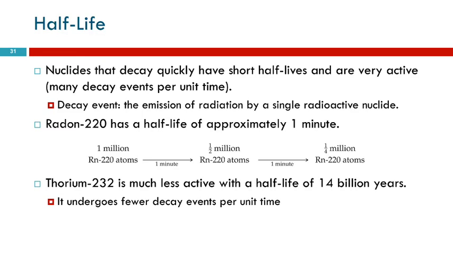If the half-life is very short, that means that nuclide decays very quickly, and we say it's very active. It's got a lot of decay events per unit time. It's going to emit a lot of radiation in a short period of time. A decay event is just an emission of radiation by a single nuclide, a single atom.